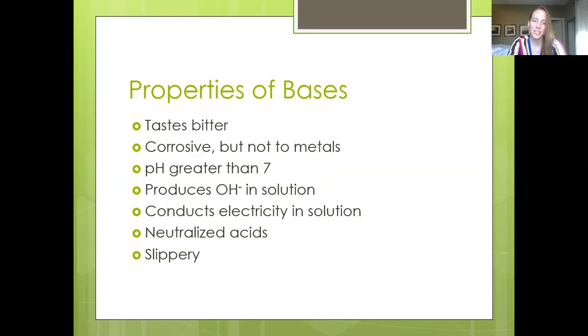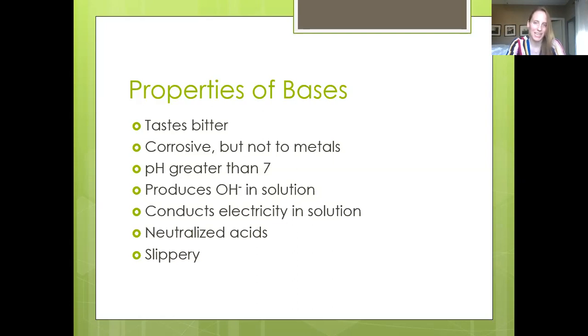Bases, on the other hand, can usually be identified because they have an OH at the end, though ammonia, NH3, is an exception to that. Bases will taste bitter. They are also corrosive to organic material, like your skin, but they're not corrosive to metals the way acids are. They will have a pH greater than 7, so up to 14 on the pH scale. They will produce hydroxide ions, which are OH negative ions, when in solution. They will also conduct electricity in solution, just like acids do.